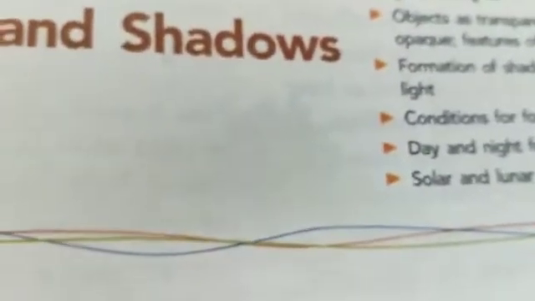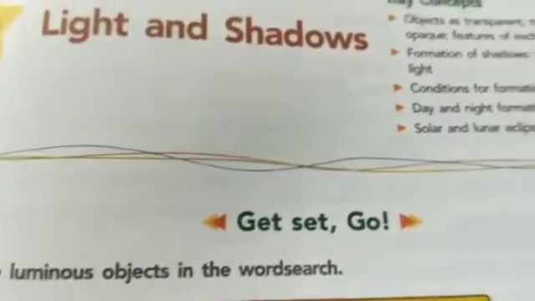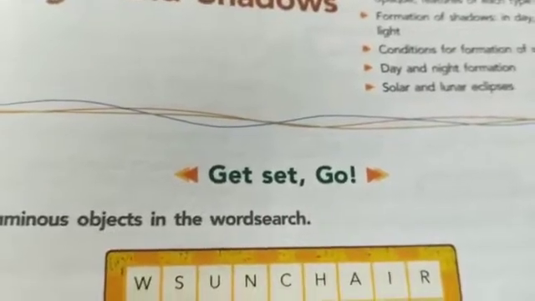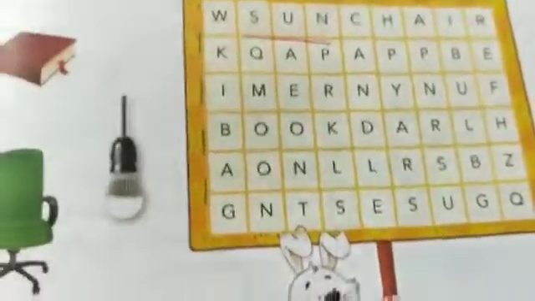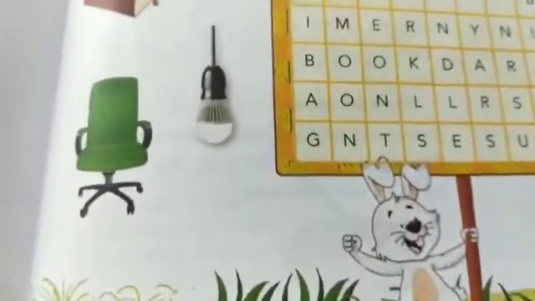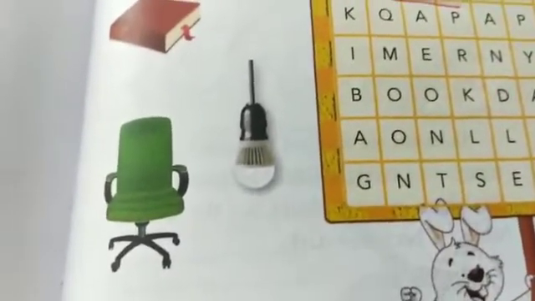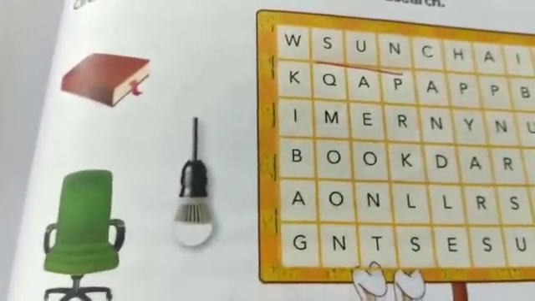Today we are going to learn in this chapter about luminous and non-luminous objects, the sources of light, formation of shadows, day and night formation, conditions for the formation of shadows, and about eclipses. There are other things to read also and different terms to know. Let's see what we are going to learn in this chapter.